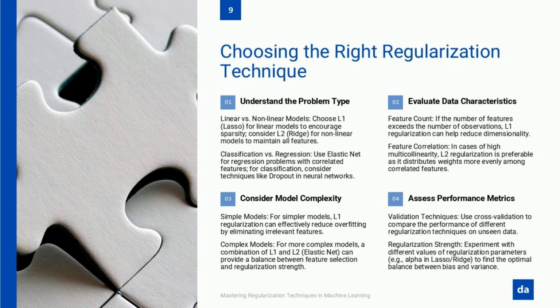Regularization is exactly like that. You've got L1, Lasso, L2, Ridge, and Elastic Net. But if you use the wrong one for your problem, your model could completely fail. So how do you know which one to pick?